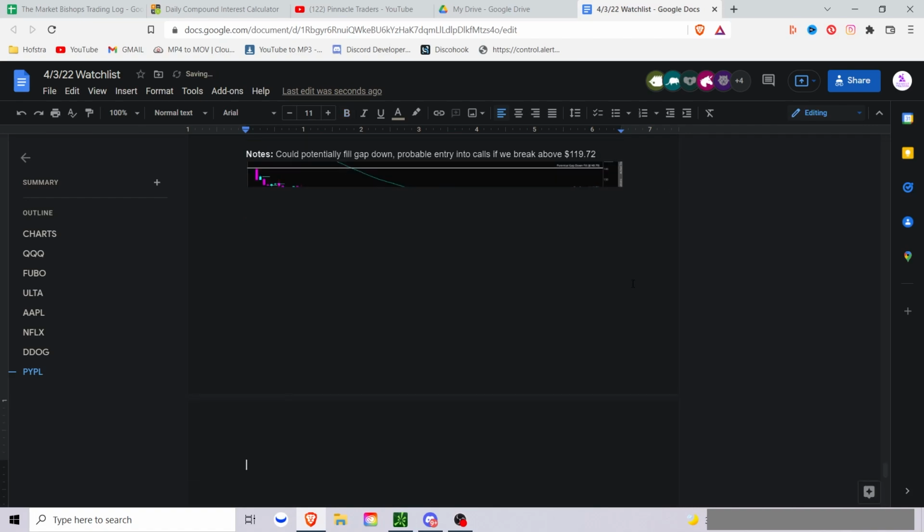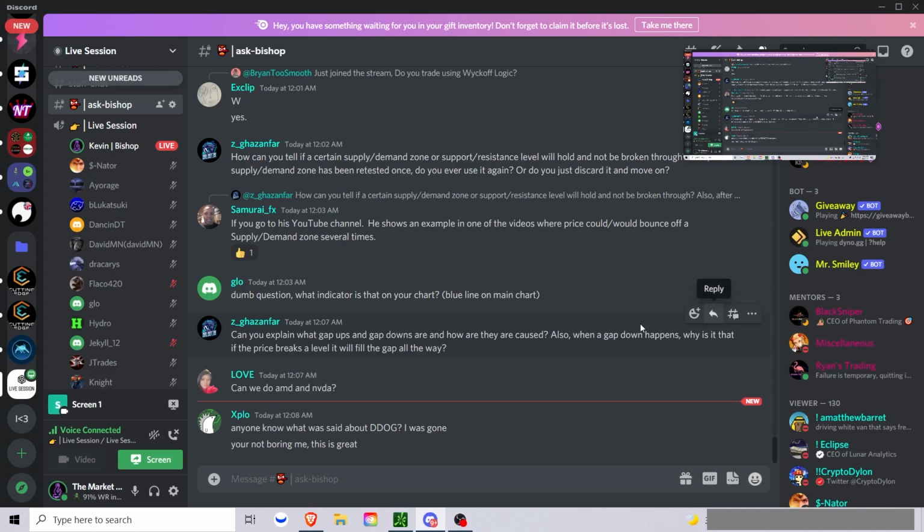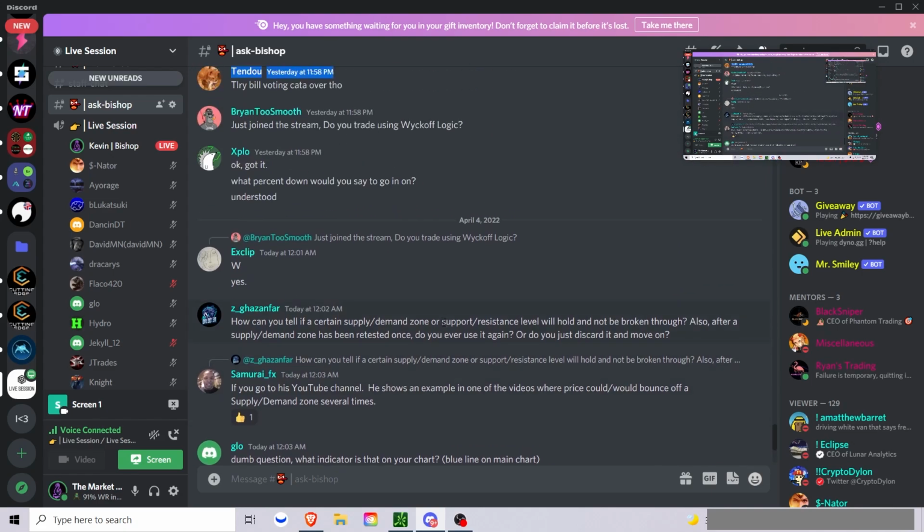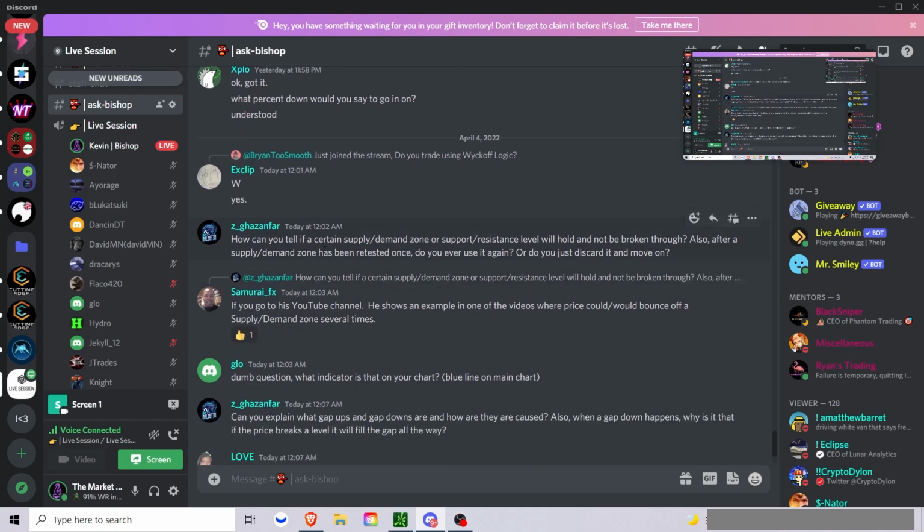Okay, alright. Let's get to questions since a few of you guys have questions. Alright, let's see. How can you tell if a certain supply and demand zone or support and resistance level will hold and not be broken through? Also, after a supply zone, S&D zone has been retested once, do you ever use it again, or do you just discard it and move on?